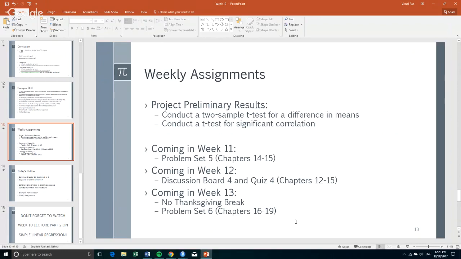The 2 of them you need to do this week. The 2 tests that we've seen already are the 2-sample t-test for difference in means, and we just saw today the t-test for significant correlation. So you have to do both of those for your project. You have examples from the lecture.